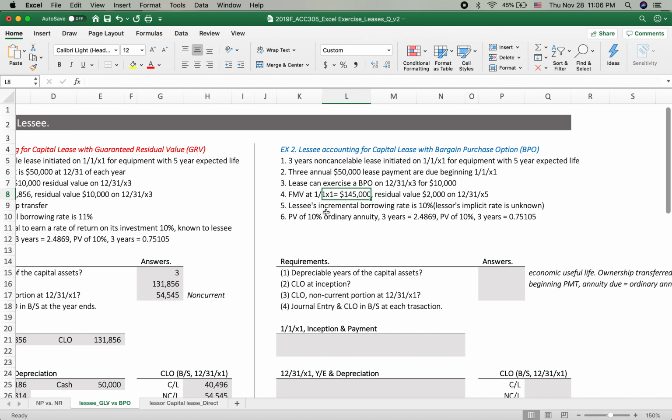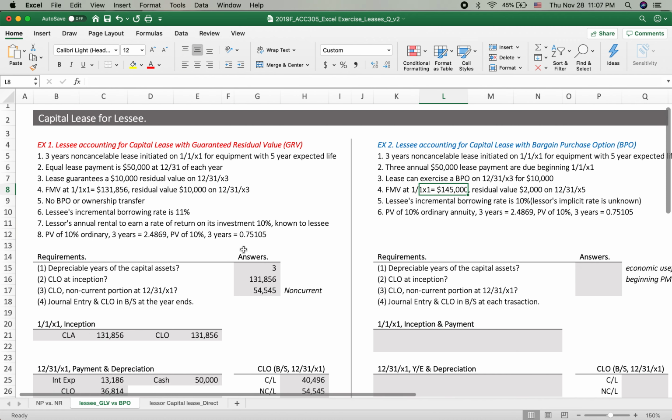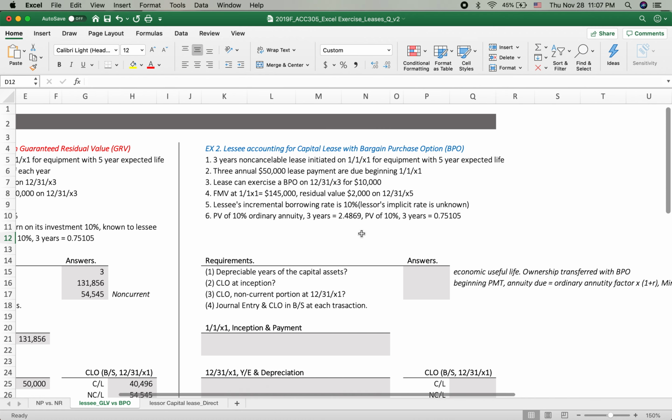Okay. And the lessee's incremental borrowing rate is 10%. The lessor's implicit rate is unknown. So, okay, this is the only discount rate we can use right now. And then the present value of a 10% ordinary annuity for 3 years is 2.48, which is the same as this number. But we cannot use that factor right away because that is an ordinary annuity factor. Then how can we convert this factor into the annuity due factor?